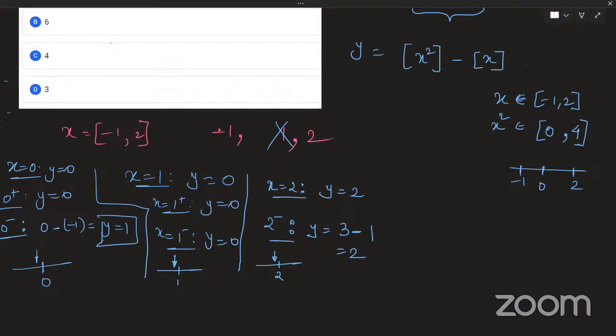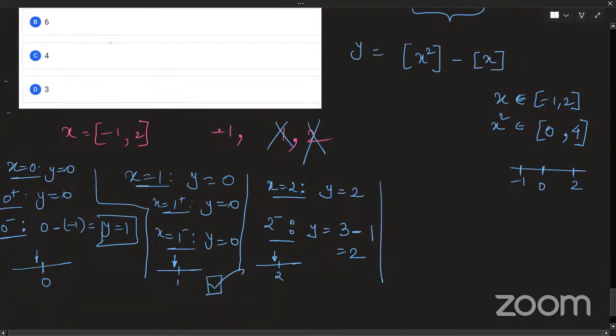Continuous, sir. Great. It is continuous at this point. Now let us check for x is equal to minus 1. So tell me, x is equal to minus 1. y is equal to 0.